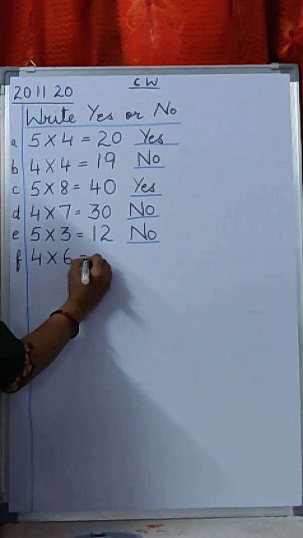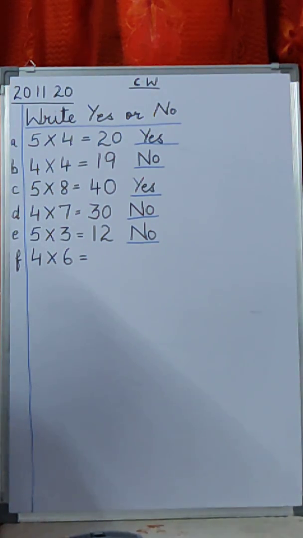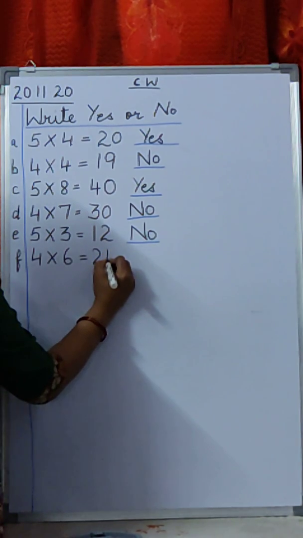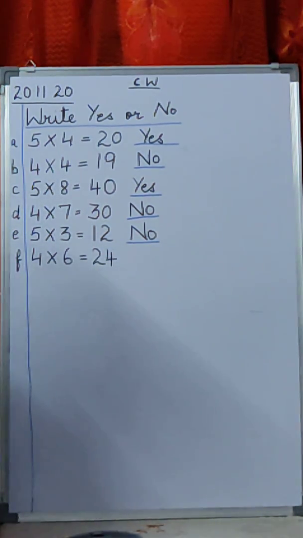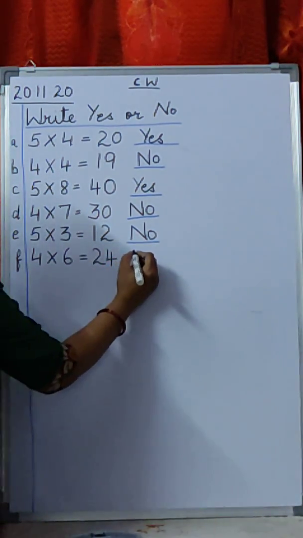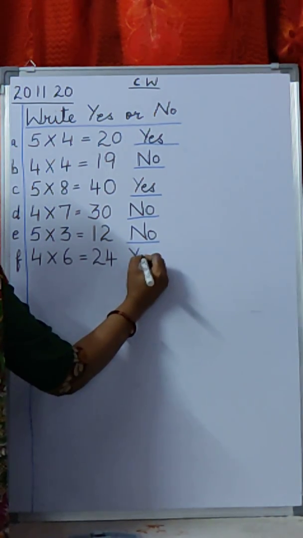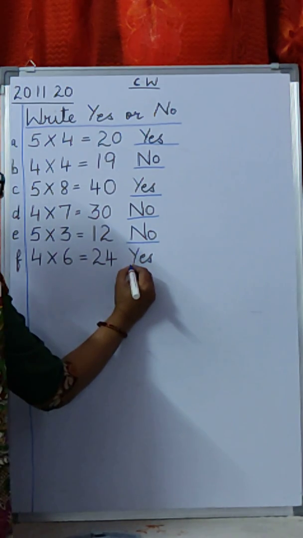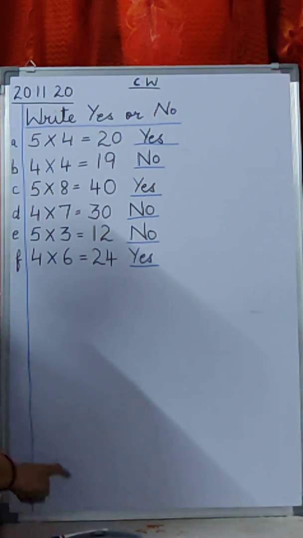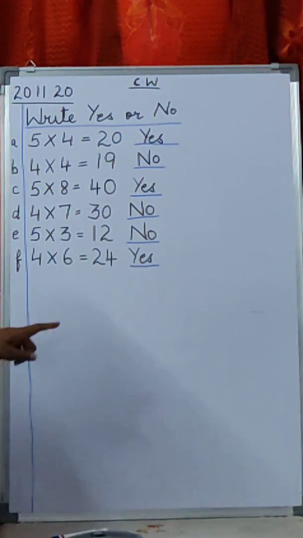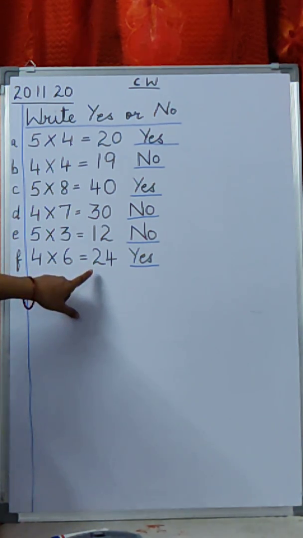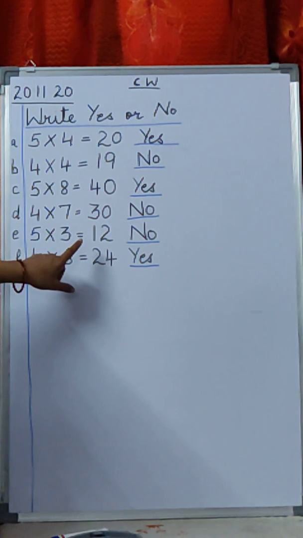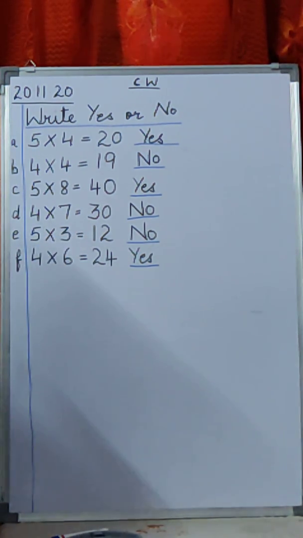Four sixes are. So what is the answer? 4 sixes are 24. Is this the right answer, boys? Yes, this is the right answer. So we'll write over here yes. And we will underline with a blue pencil. Alright. Can you all see this very neatly? Ma'am is doing the work very neatly. And I want that you should also do the work very neatly.